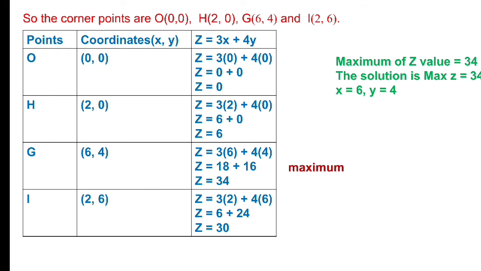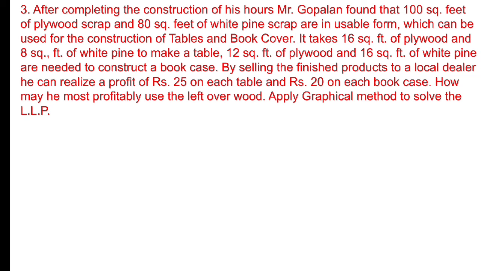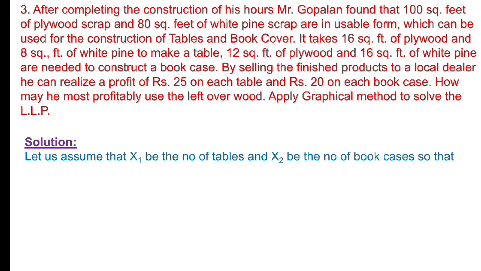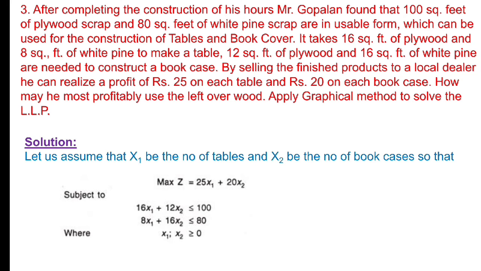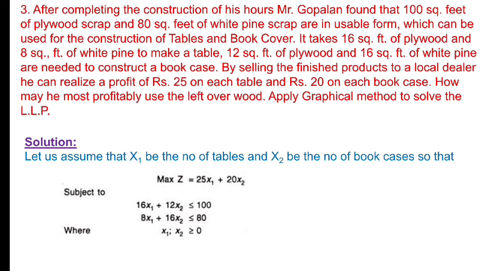Okay. First we formulate the LPP, then we solve by the graphical method. In the first one, x1 will be the number of tables and x2 the number of bookcases, because here they said they found 100 square feet of plywood scrap and 80 square feet of white pine scrap, in usable form. Here amount and profit will always be the objective function, so it is considered as maximum z equal to 25x1 plus 20x2.